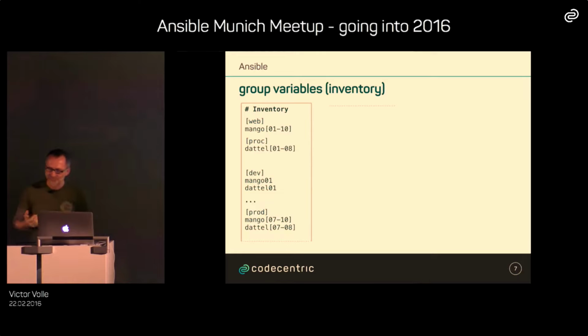Okay, group variables. How do we do that? Again, very simple. We have the web group, and all my servers have fruit names or vegetable names, for historical reasons. So we have web servers and we have processing servers, and some of the servers are in the development environment and some of the servers are in the production environment. This is what seems logical.